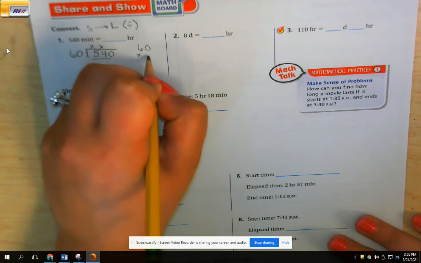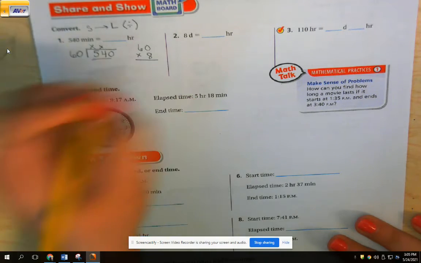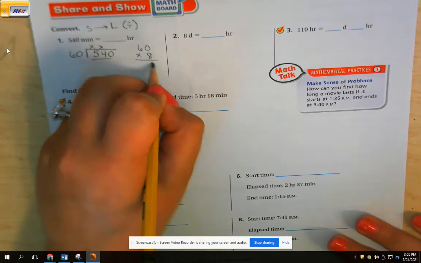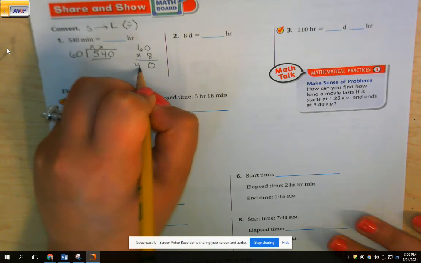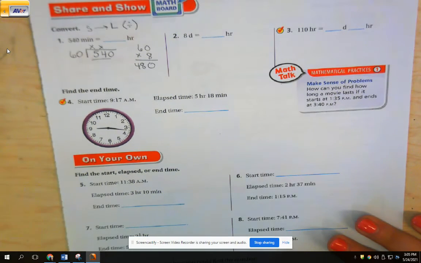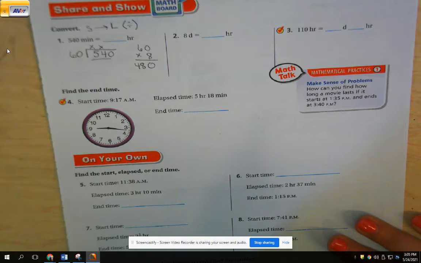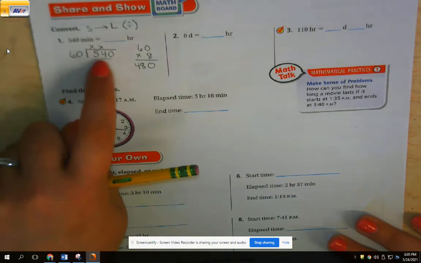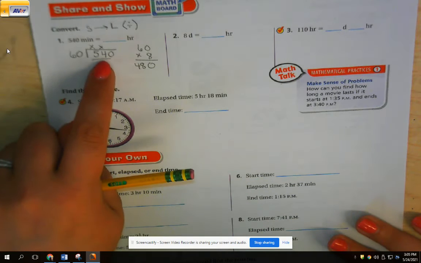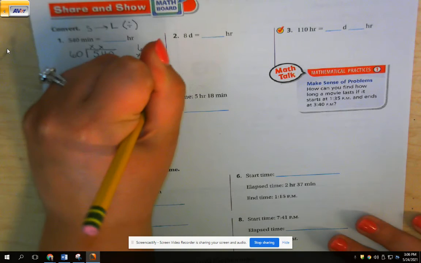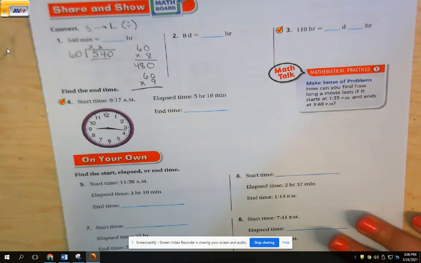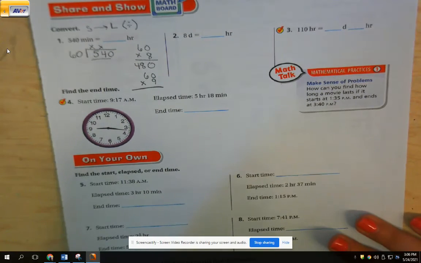I'm going to try 60 times 8. And 0 times 8 is 0. And 8 times 6 is 48. So 60 times 8 is 480, but we needed to get as close as possible to 540. I bet you I could fit one more group of 60 in there. So let's try 60 times 9.